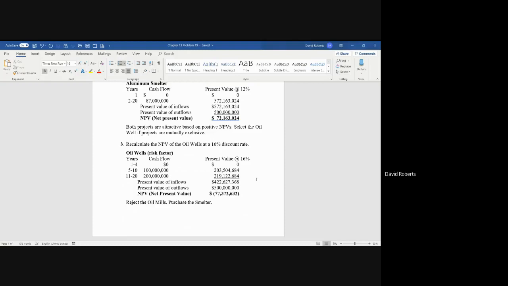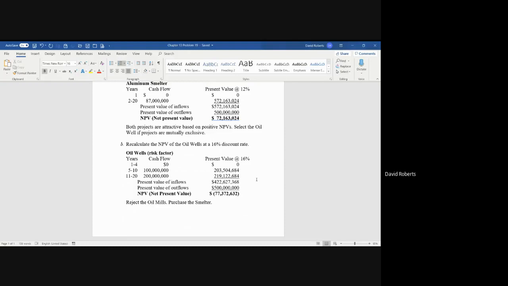You can see that because at 12% it's positive and at 16% it's negative, the internal rate of return is between the two. The internal rate of return is where net present value is exactly equal to 0. So you go from a positive, which would be yes, to a negative, which would be no. And once again, in this case, you would reject it if it was just your sole option.